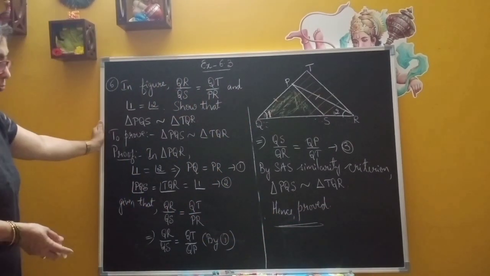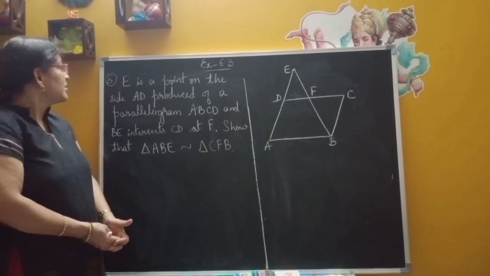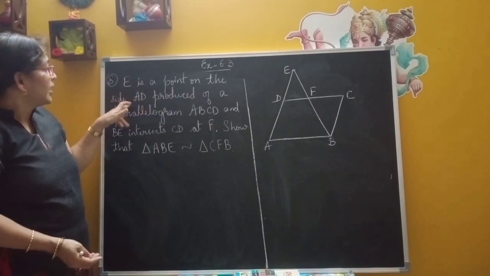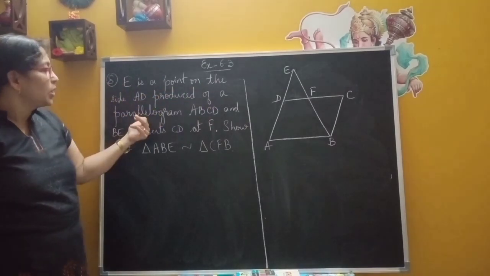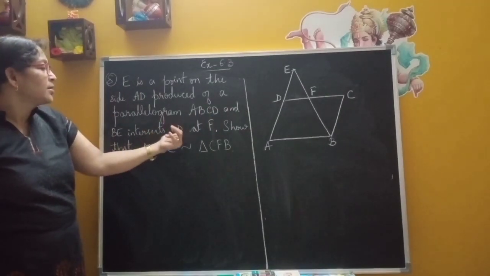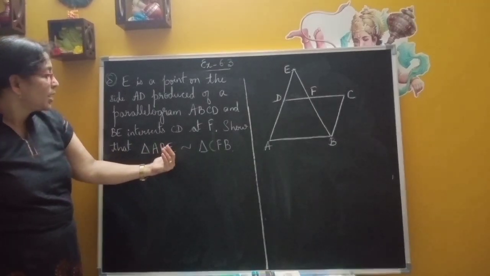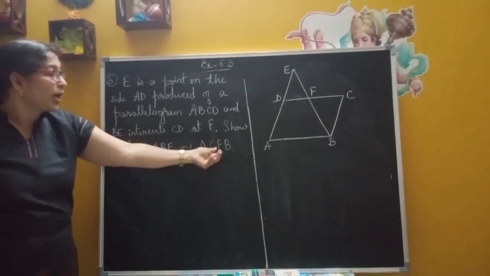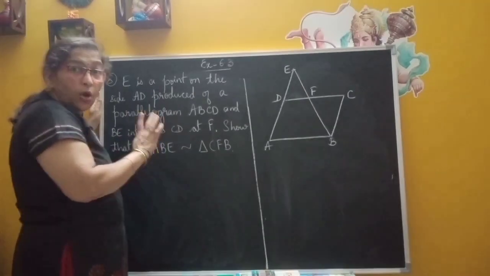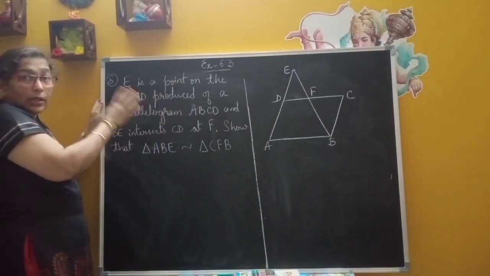Now let us discuss one more important problem in this exercise, that is problem number 8. E is a point on the side AD produced of a parallelogram ABCD and BE intersects CD at F. Show that triangle ABE is similar to triangle CFB. Here the figure is not given in the question, so we need to draw the figure based on the data given.